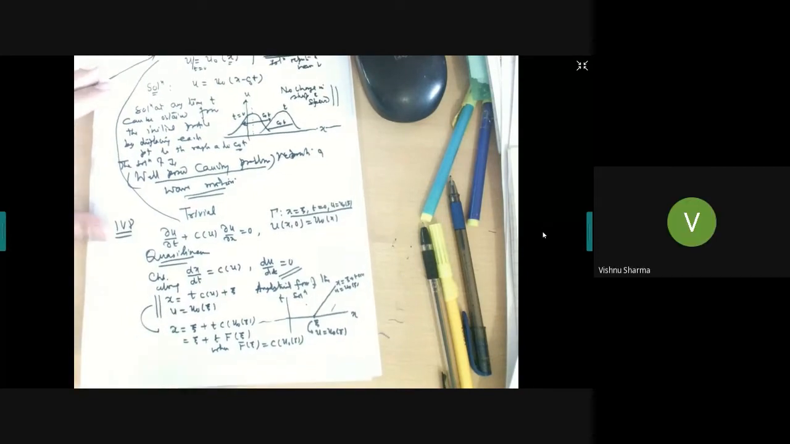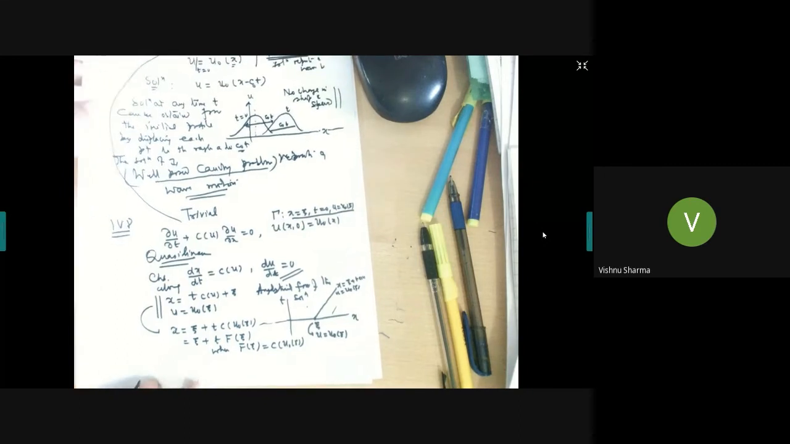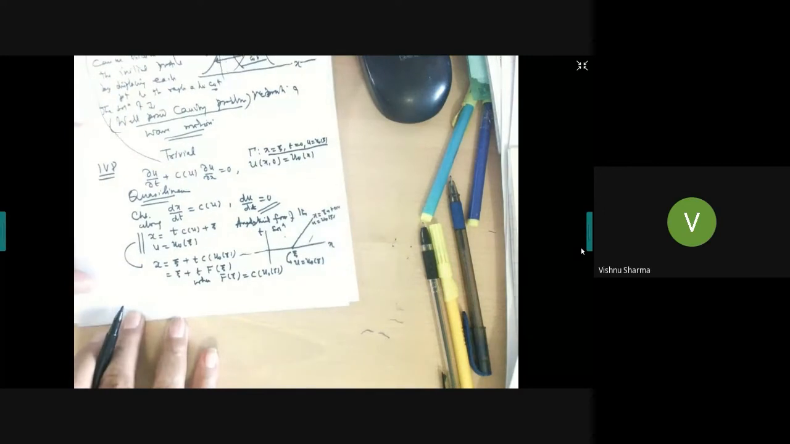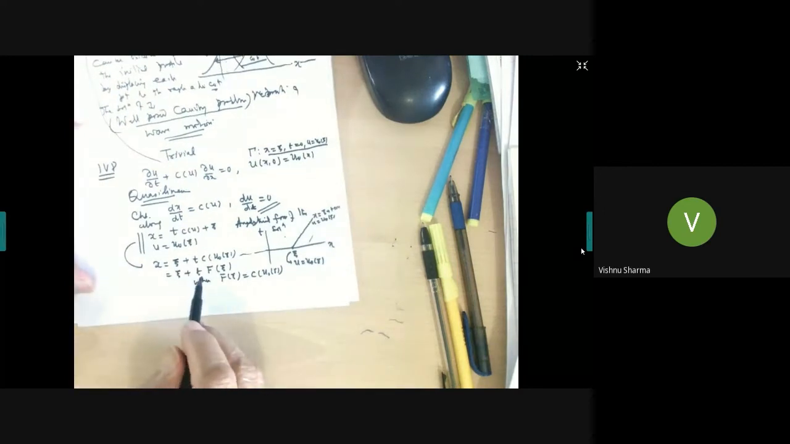Okay, so this is your typical solution. Now what is the next thing you say? How can I write this solution? Can I write u as a function of x and t? If I can solve this equation, now it is an implicit equation, you see. Implicit form of this solution.